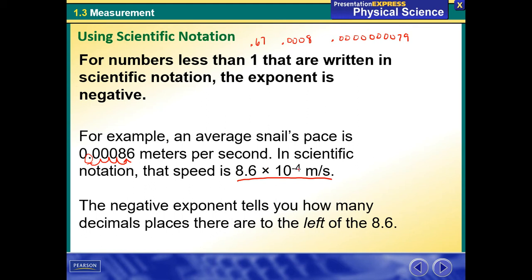Then I can put times 10, and I moved my decimal 1, 2, 3, 4 times. And so that is why I'm able to say to the fourth, and it's negative because this number is less than 1, but also because you moved your decimal to the right. All this negative exponent tells you is that that's how many decimal places are going to be to the left of 8.6.